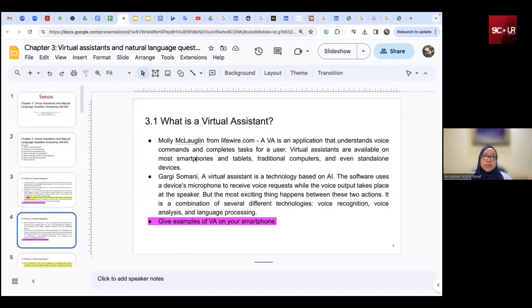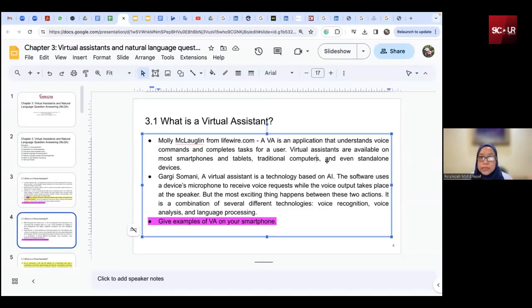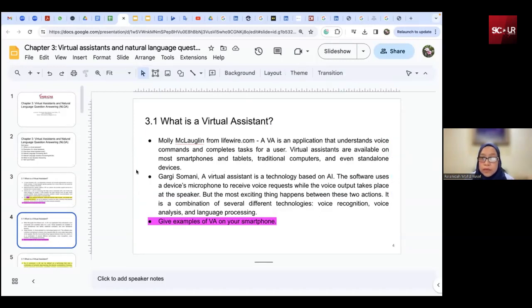Okay, what is a virtual assistant actually? This is the same topic, this 3.1. According to Molly McLaughlin from livewire.com, this is from the internet, a VA is an application that can understand commands and complete tasks for a user. Virtual assistants are available on smartphones, on tablets, on traditional computers, and even standalone devices. According to Gargi Somani, a VA is a technology based on AI. The software uses the device's microphone to receive voice requests.